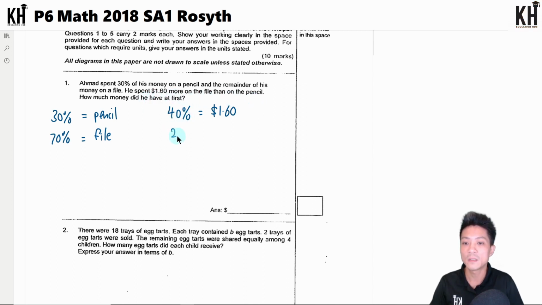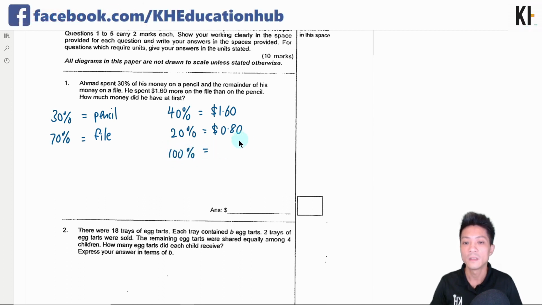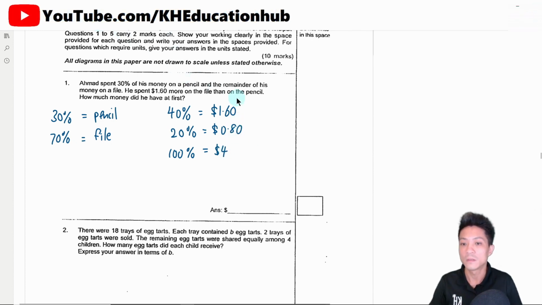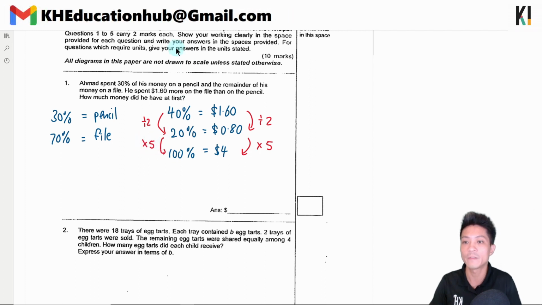I'm going to find what is 20% first. For 20%, I just need to divide by 2, which is 80 cents. And then to find 100%, I just need to multiply by 5. So 80 cents times 5 will give me $4. From here to here, you divide by 2, and then from here to here, you multiply by 5. It's the same way as how from here to here, you divide by 2, and then from here to here, you multiply by 5.